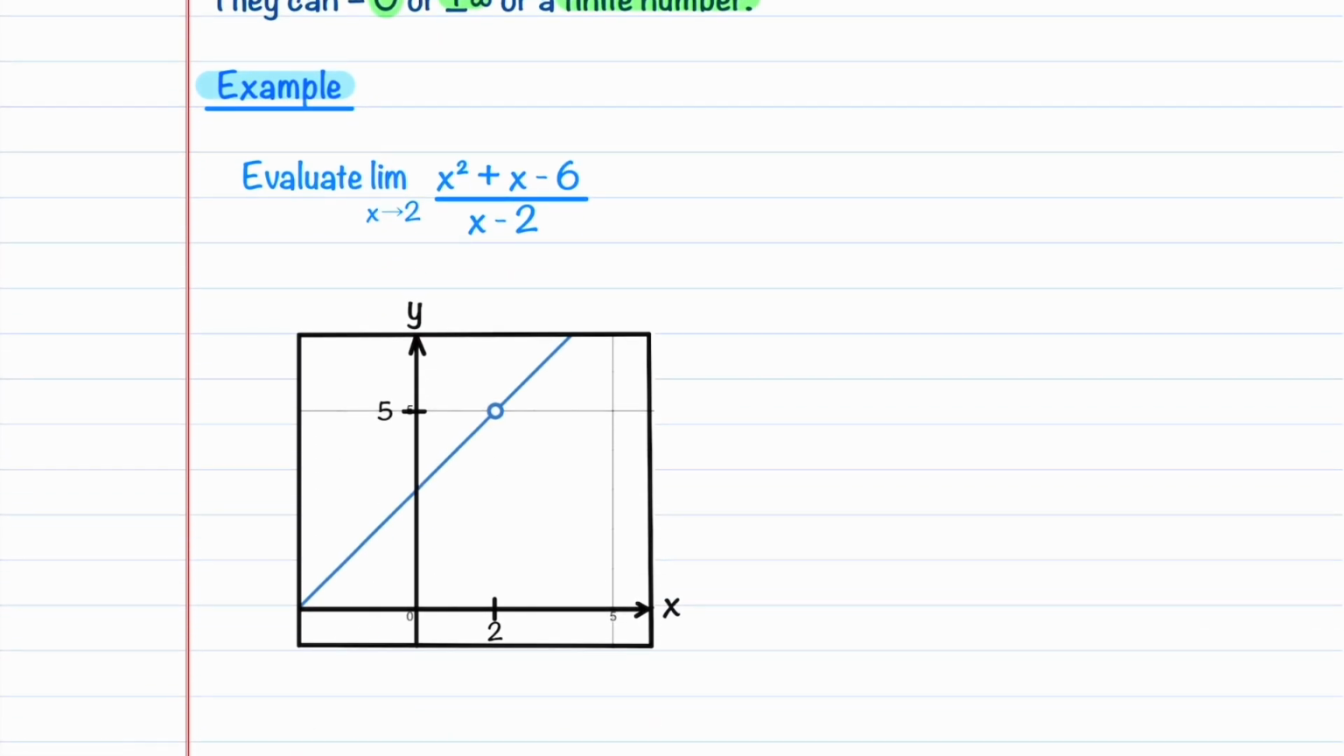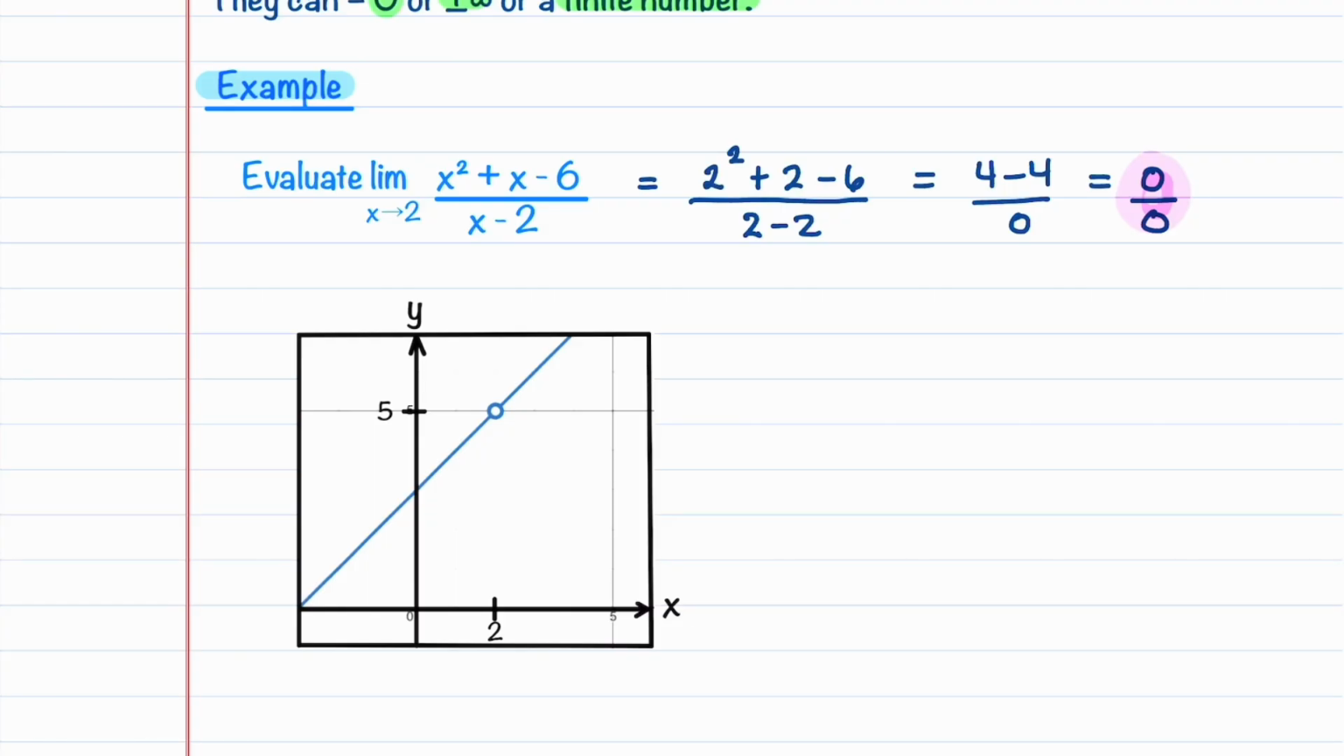We're going to evaluate the limit as x approaches 2 of x squared plus x minus 6, all divided by x minus 2. The first thing that you want to do when you evaluate limits is do direct substitution and just plug in the value. This gives us 2 squared plus 2 minus 6, all divided by 2 minus 2. Up top, we have a 4 minus 4, and in the denominator, we have a 0. So this gives us 0 divided by 0. And that's what we call an indeterminate form.